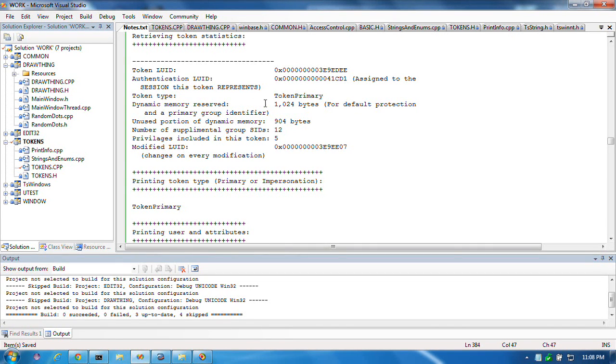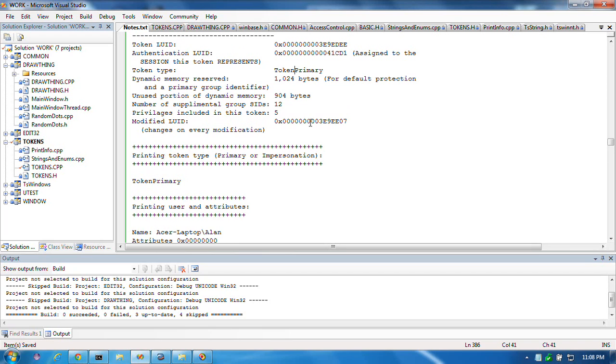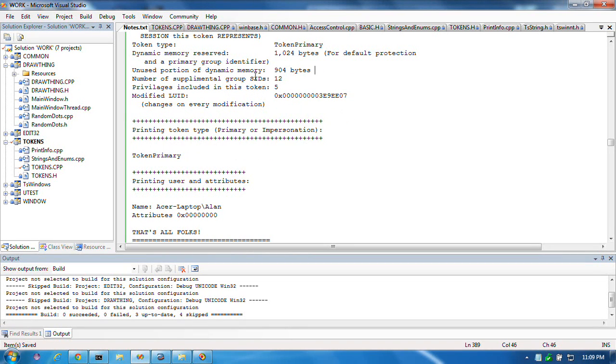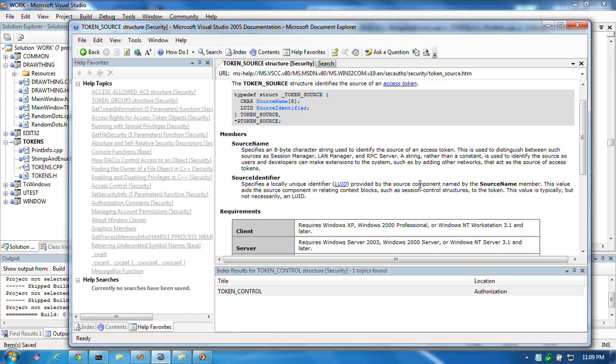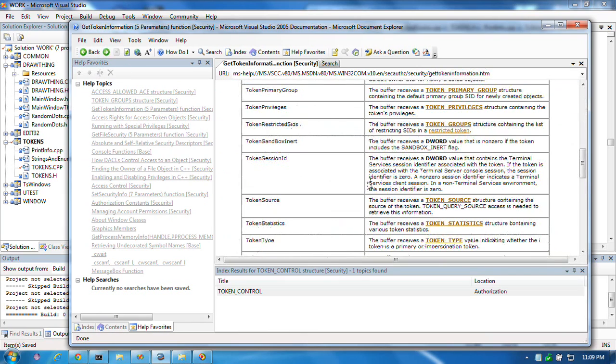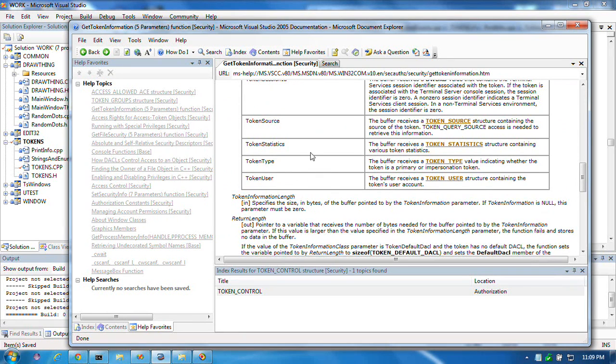It's a primary token, I'm using a couple of bytes from the system. Important facts there. I have a bunch of supplemental groups and five privileges, useless privileges. And now this here is a LUID which gets modified every time, this one's important actually, I think.